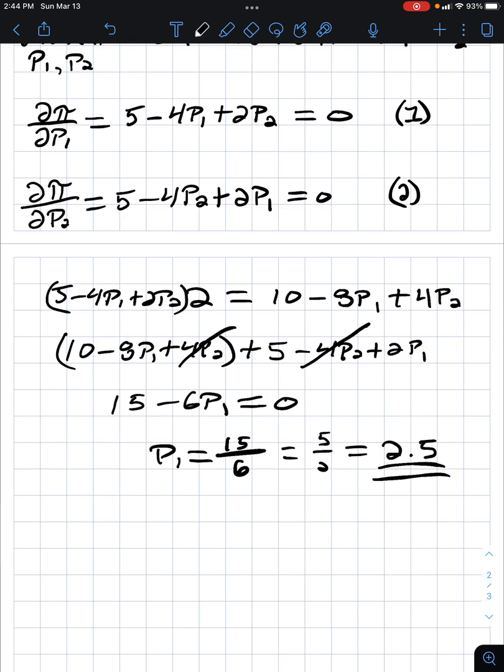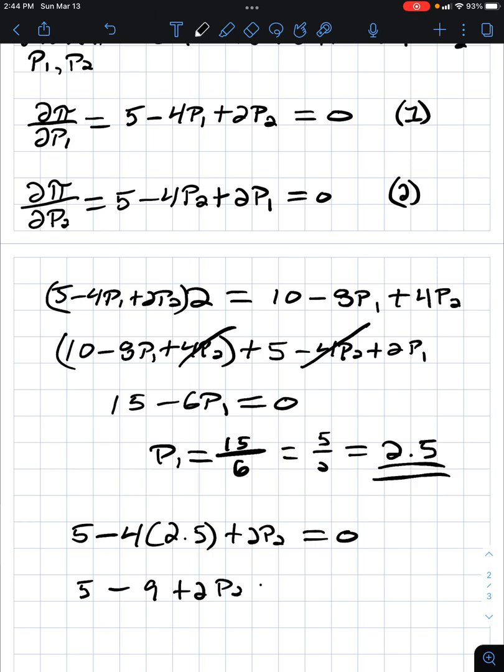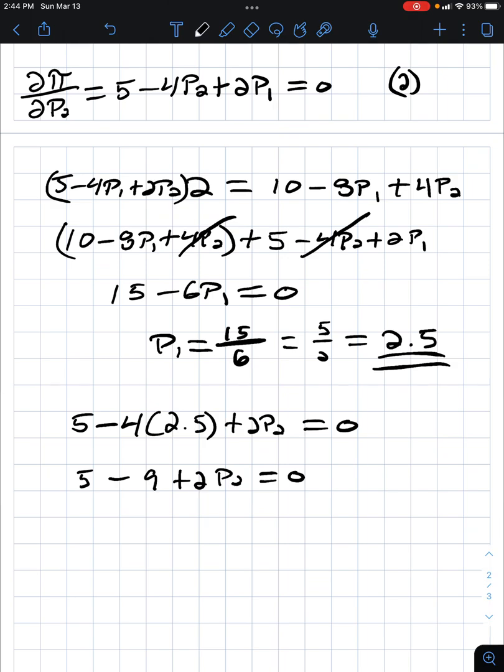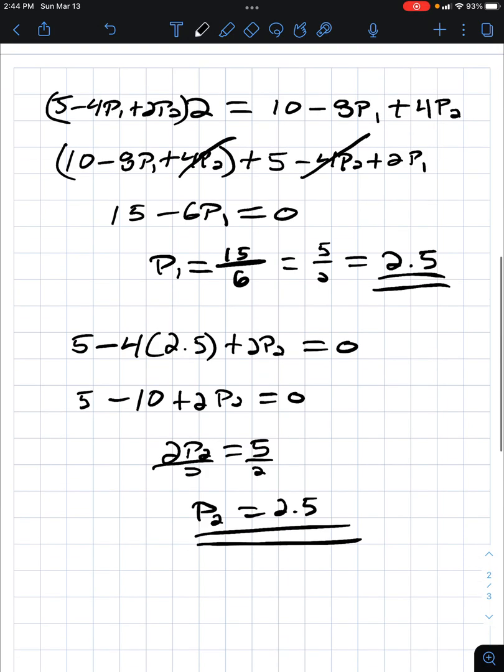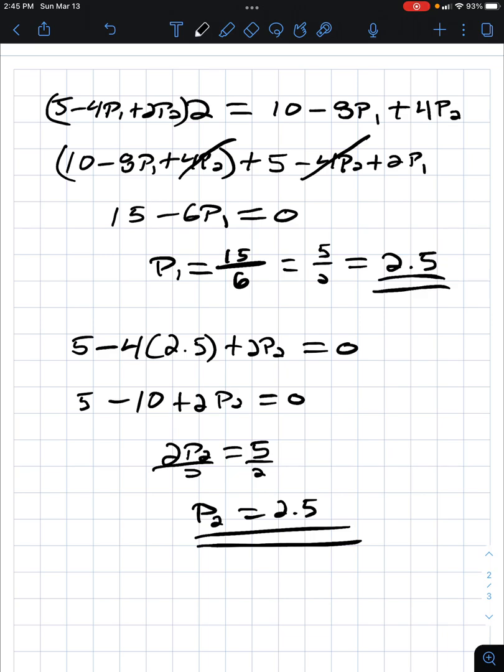Well, we can plug P1 into either equation 1 or 2 to find P2. Using the first equation, we get 5 minus 4 times 2.5 plus 2P2 equal to 0. So 5 minus 10 plus 2P2 equal to 0, and we get 2P2 equal to 5, so P2 equals 2.5 as well. So P1 and P2 are both equal to 2.5, or $2.50.